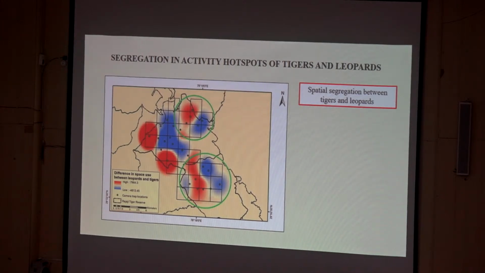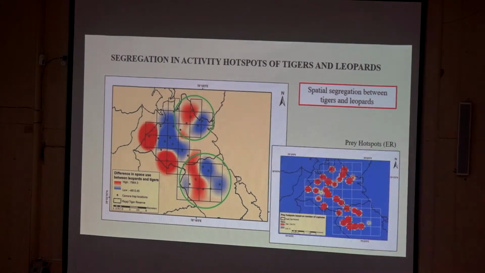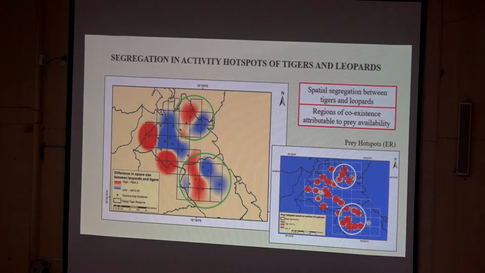In order to understand what might result in these spatial overlaps, prey hotspots were also generated. It was found that the regions of overlap between the two predators may be explained by availability of higher prey, and hence regions of coexistence may be attributable to prey availability, at least in part.